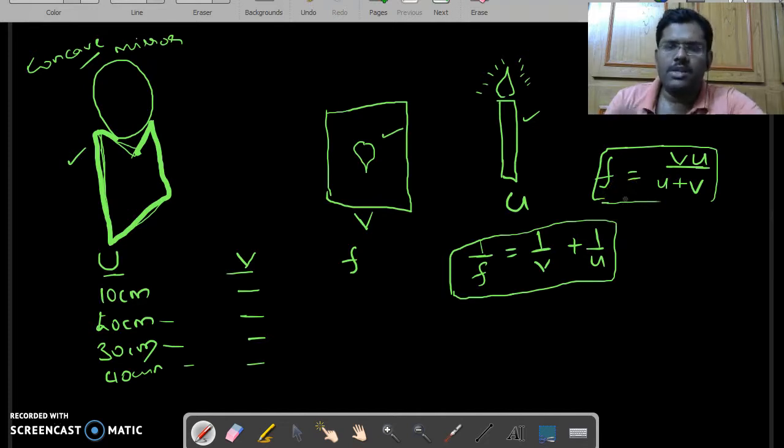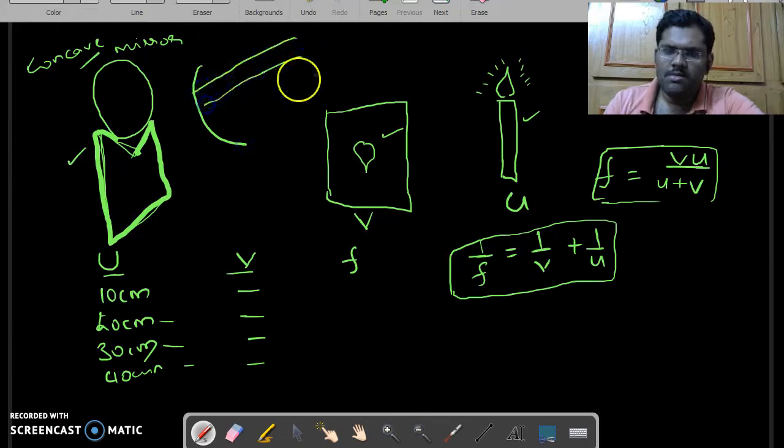Okay. So there is another alternate method. The alternate method is, for a concave mirror, just place it in sunlight. If you place it in sunlight, all the rays will be incident on the mirror surface and they meet at a point.